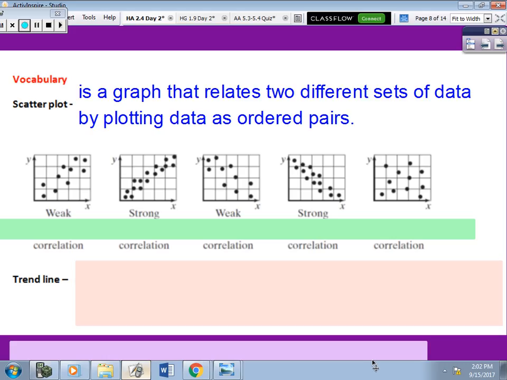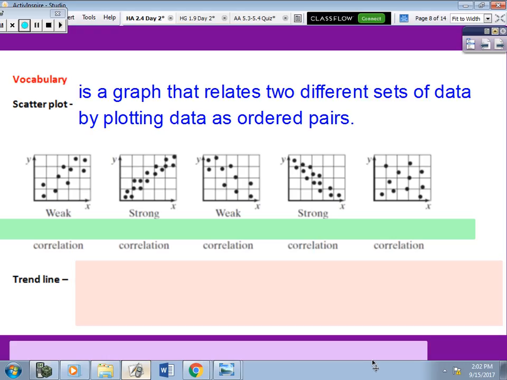In Algebra 2, we will actually learn more than just linear stuff, I promise. So we will see scatter plots that might make a parabola, which will be our quadratics, which we focus on a lot in Algebra 2. We'll also see ones that are cubic and quartic.